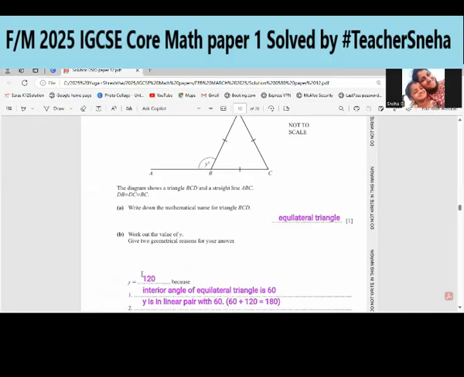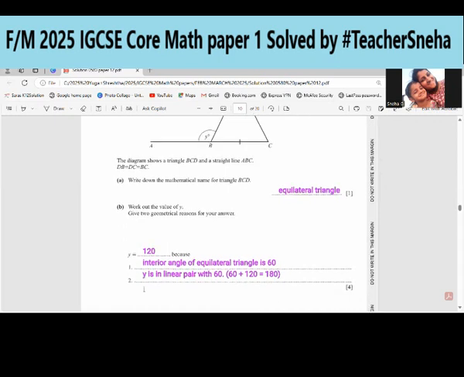How do we get that? Since this is an equilateral triangle, all of these angles inside are equal. So one angle is going to be 60 degree. So interior angle of equilateral triangle is 60. And then this 60 and y are in linear pair with each other. That means they are on a straight line and they add up to 180. So 60 plus 120 will add up to 180, and that is why the answer is 120.